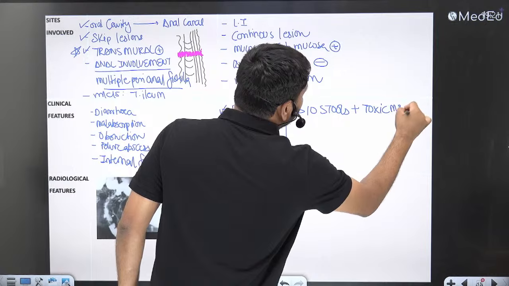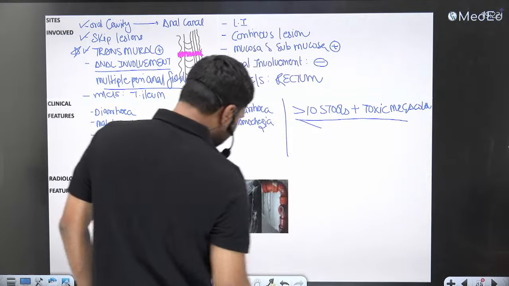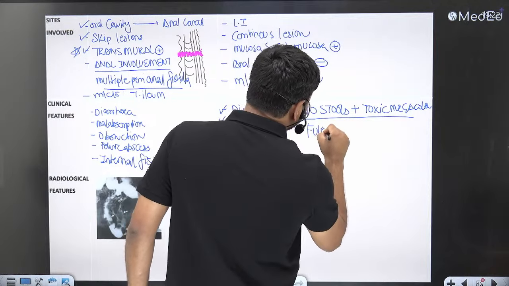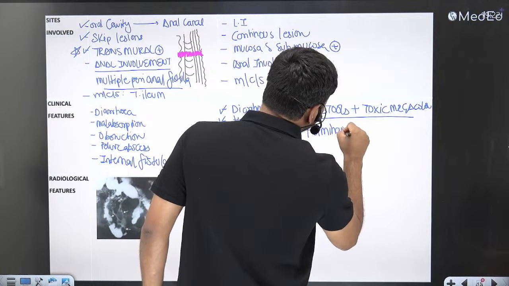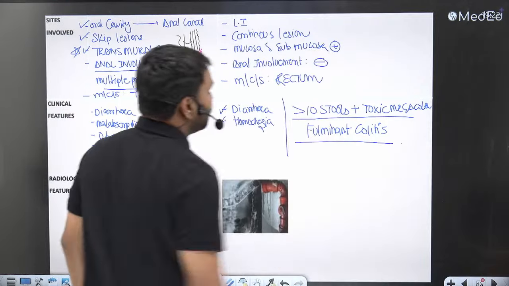If a patient has more than 10 episodes of stools with toxic megacolon, this is what we call fulminant colitis. This is the definition of fulminant colitis.